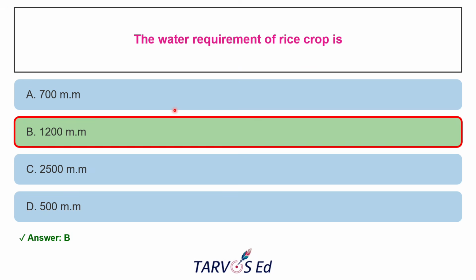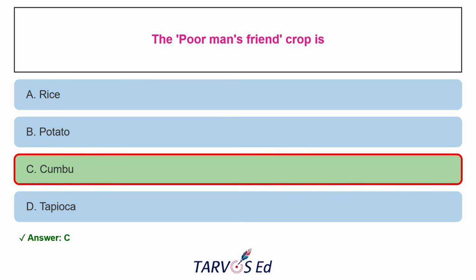Okay, the next question is, poor man's friend crop is, and the options given for this are rice, potato, pearl millet or kambu, tapioca. So the correct answer is pearl millet, that is kambu.